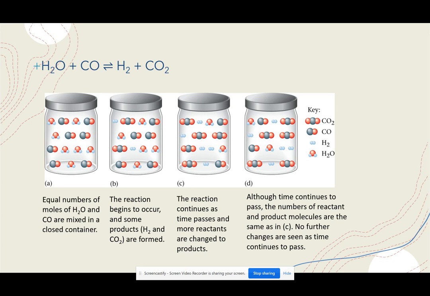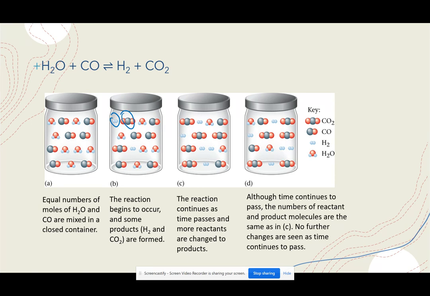So in jar B there, we can see the reaction begins to occur. We start to produce some products. We have a couple hydrogens, we have a couple carbon dioxides. As the reaction continues and time passes, more reactants are changed to products. But as that occurs, some of those products will start colliding with one another and they will go back to reactants. And so we then approach condition D.